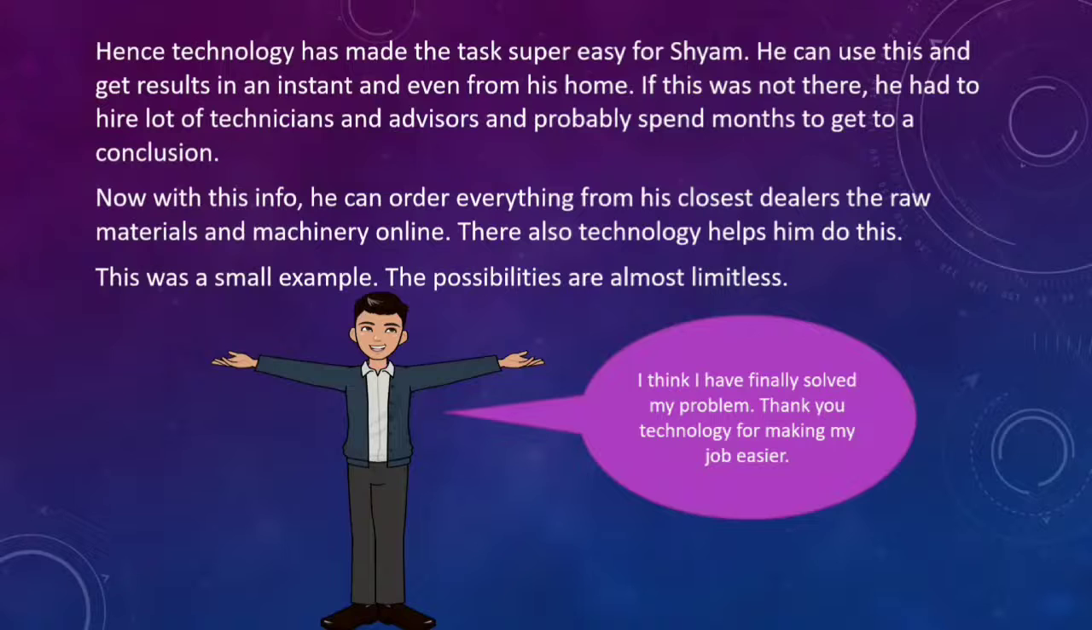If this was not there, then he had to hire a lot of technicians and advisors and probably spend months to get to a conclusion. Now, with this info, he can order everything from his closest dealers, the raw materials and machinery online. There also, technology helps him do this. This was a very small example. The possibilities are almost limitless.